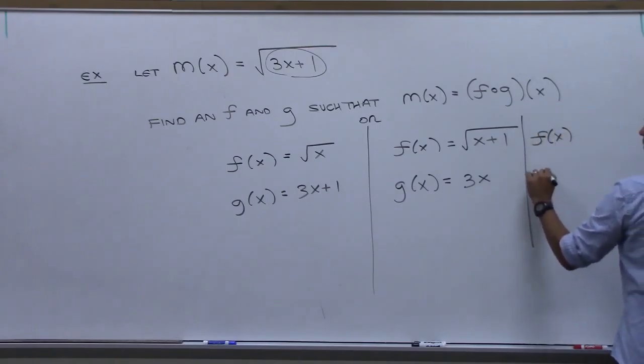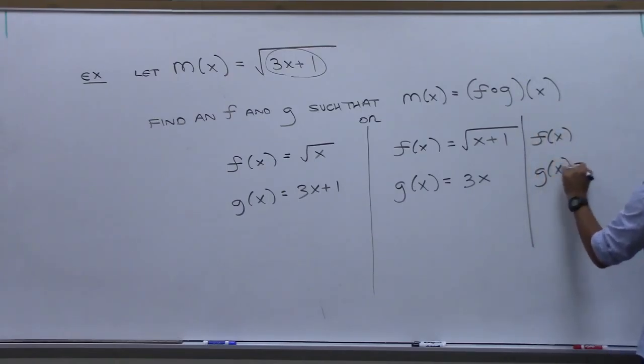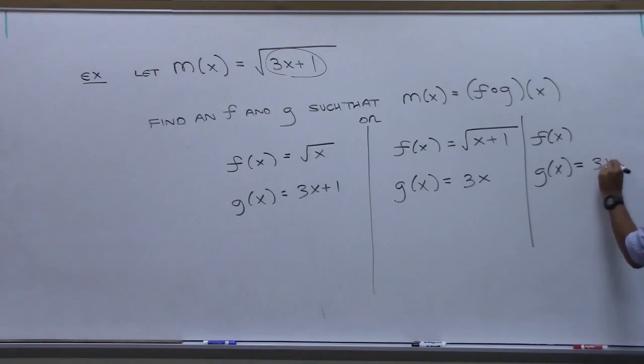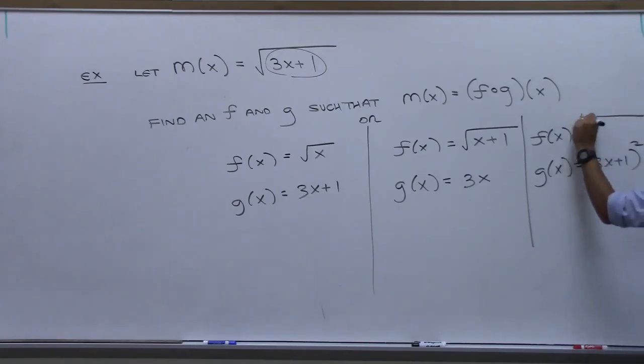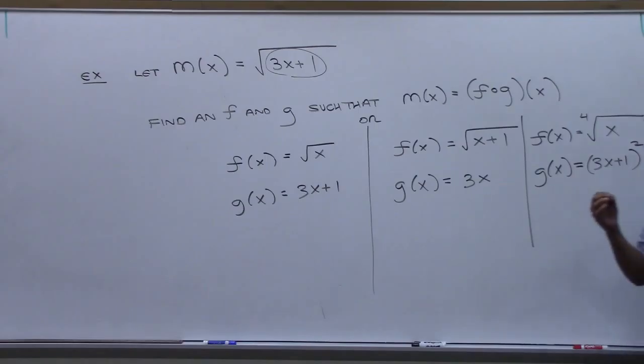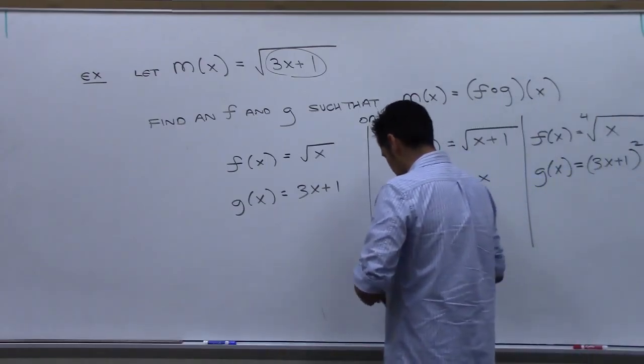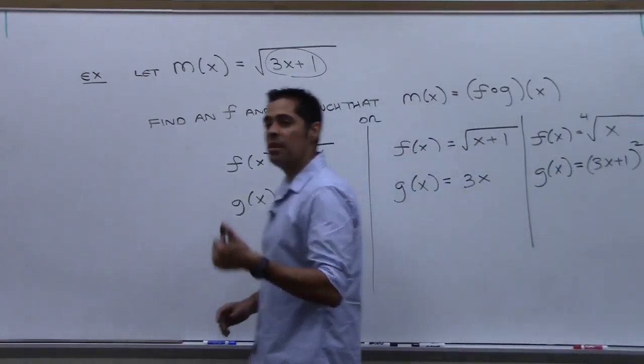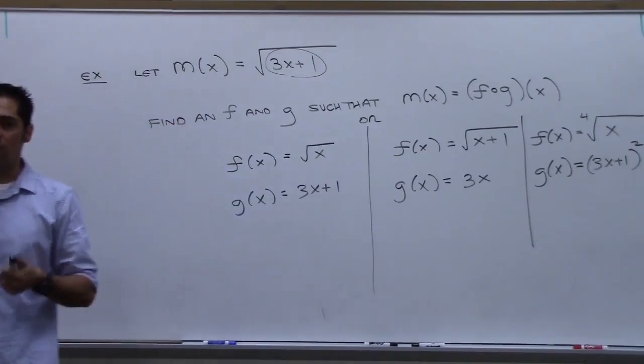Still works, exactly. I could maybe come up with something else. I could do g of x as 3x plus 1 squared, and then call this one the 4th root of x. Which would just be counterproductive. So yes, you could keep going all day, but that's not the point. Remember what I said earlier: keep it simple, stupid.